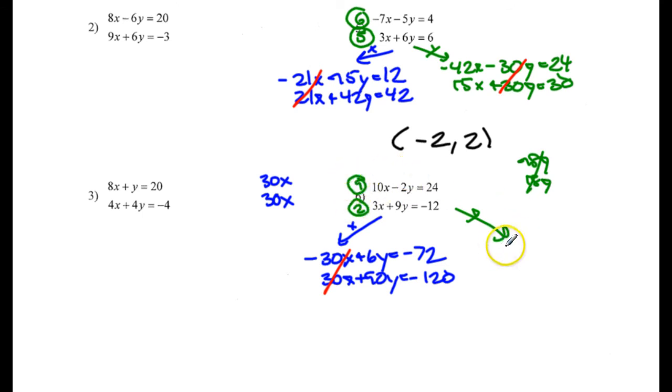So 9 times 10x is 90x. 9 times negative 2y is negative 18y. And 9 times 24 is going to be 216. Now we're going to do the bottom equation, timesing everything by 2. 2 times 3x is 6x. 2 times positive 9y is positive 18y. And 2 times negative 12 is negative 24. And that's what we want.